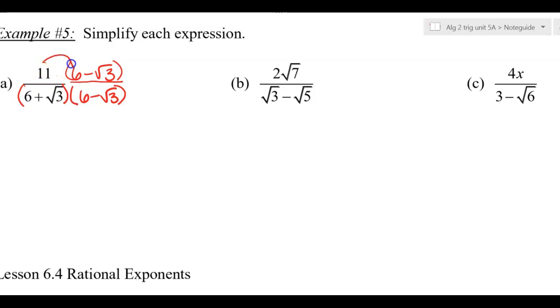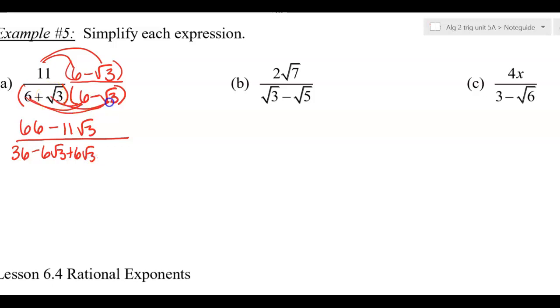So here in the numerator, I would get 66 minus 11 rad 3. And then in the denominator, I would get 36 minus 6 rad 3 plus 6 rad 3 and minus 3. So that's exactly what I wanted to happen with the conjugate, right? I wanted the parts where the radicals would still show up to cancel out, and then the other parts where there were radicals to square so that there's no more radical in that expression. So then I'm getting 66 minus 11 rad 3 over 33.